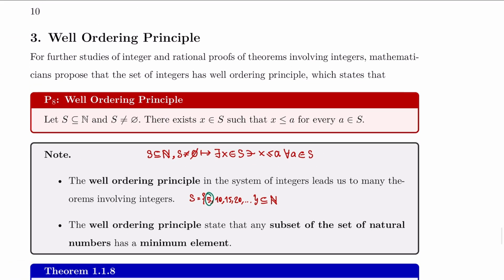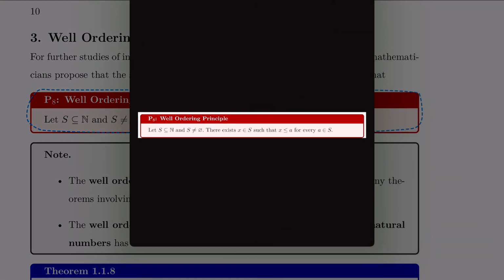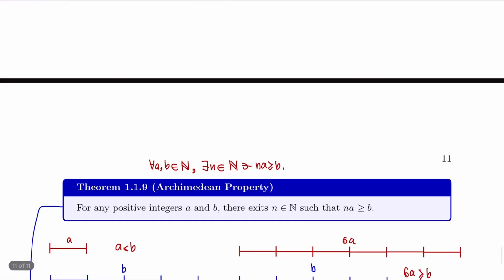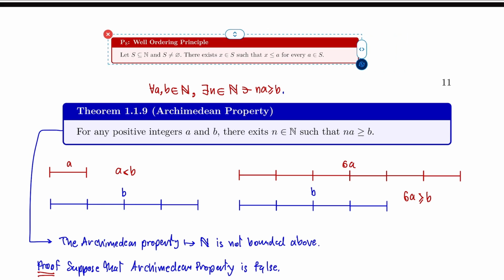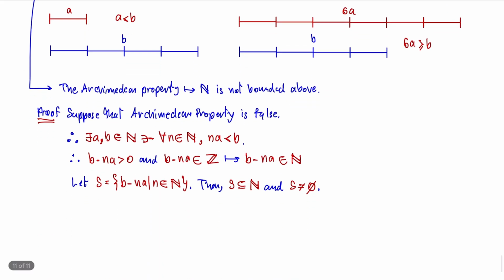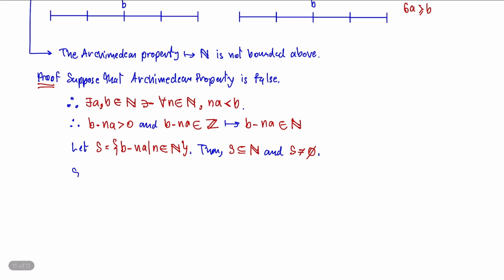We can use this one, the well ordering principle. So it must have a minimum element in set S. Okay, so since we have this one, we can use the well ordering principle. So by the well ordering principle, what do we have here?